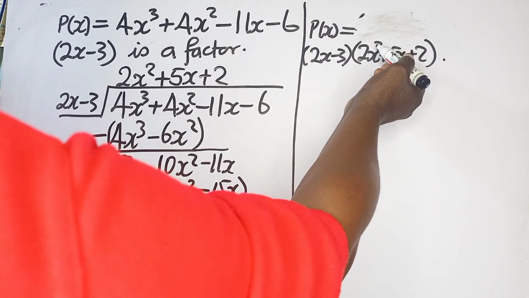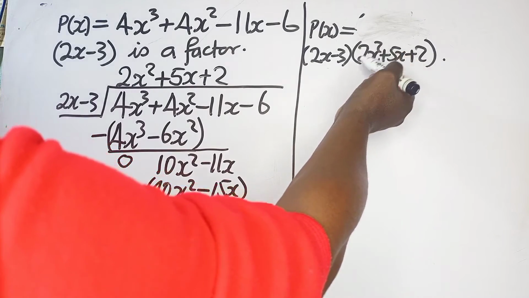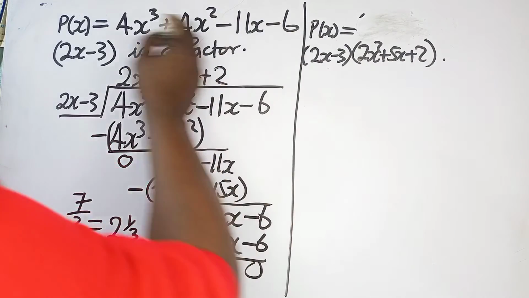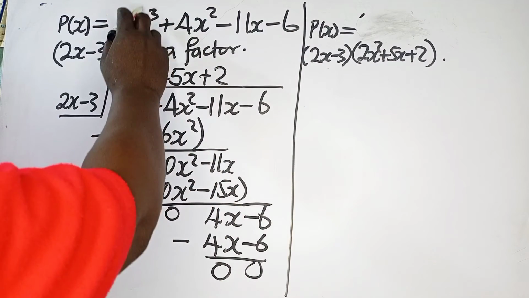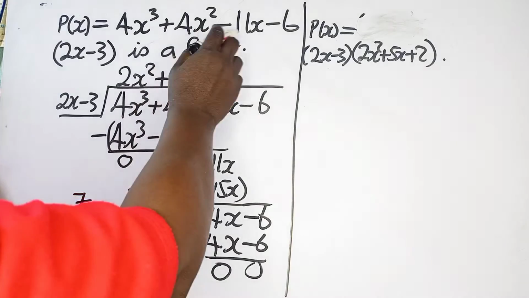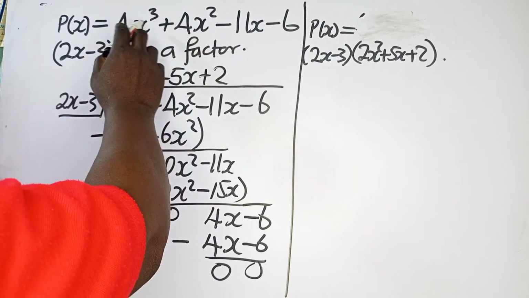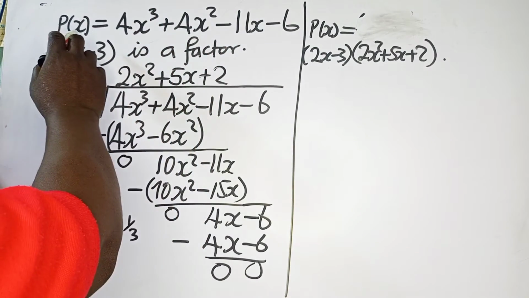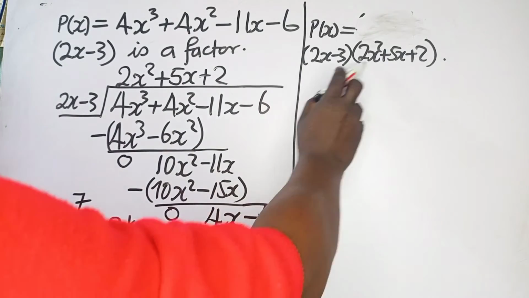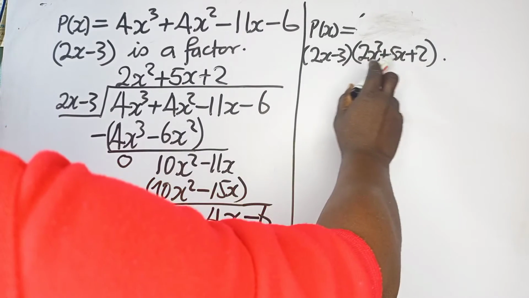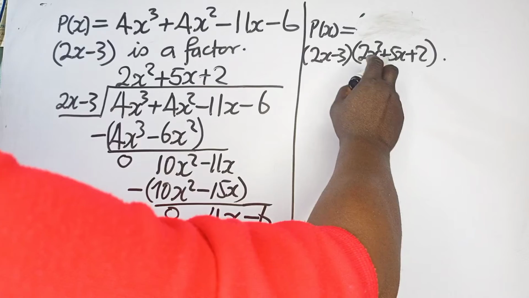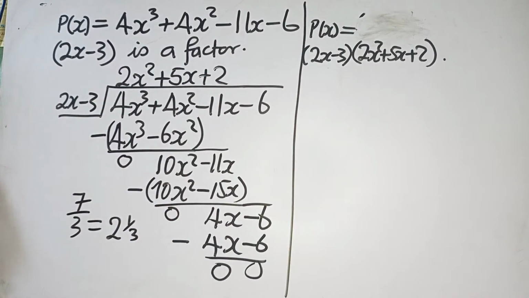All right. Quadratic expression, look at it. The degree is 2. We must obtain 2 factors. Our P of x, the degree is 3. Degree is always the highest power of the variable. All right. The degree is 3. So we expect to have 3 factors of P of x. This is already the first. Here is a quadratic. We're going to obtain the remaining 2 factors when we factorize this quadratic expression.